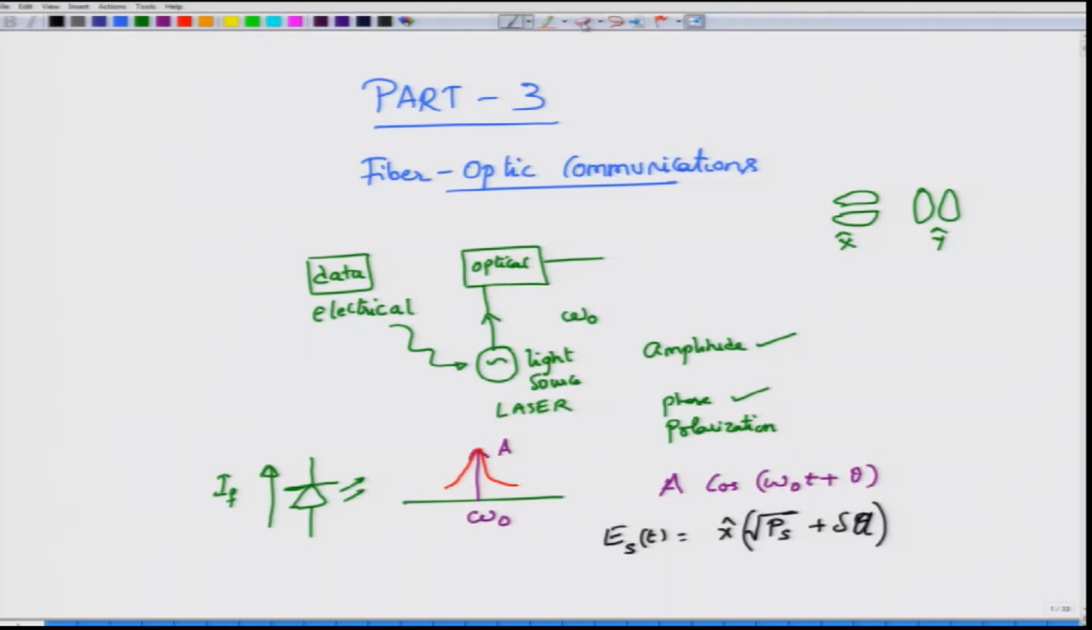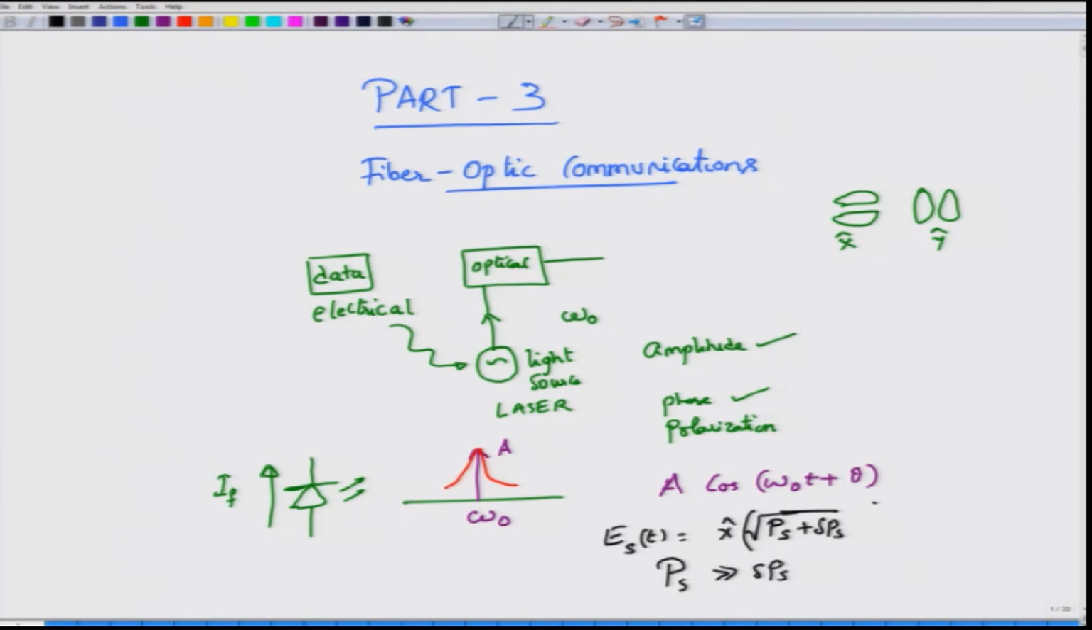So, maybe instead of writing this in this manner by separating out the amplitude, I can include that in the power itself by writing this as PS plus delta PS, where delta PS is called the relative intensity noise. It is random and it has certain characteristics or distributions that we do not really need to go into at this point. Usually these lasers are operated with PS much larger than delta PS, and where is the source of this delta PS?